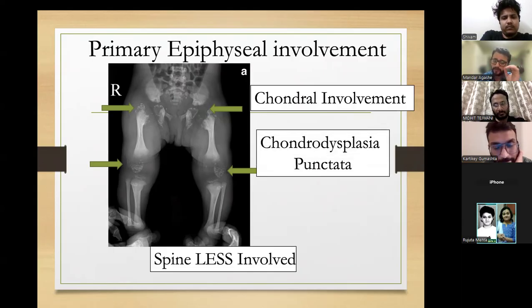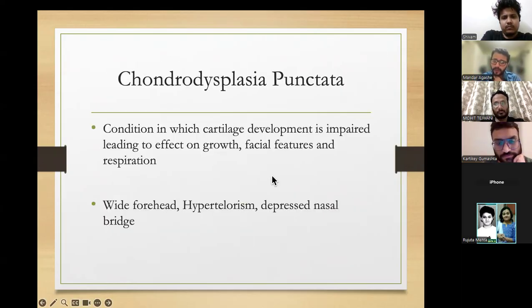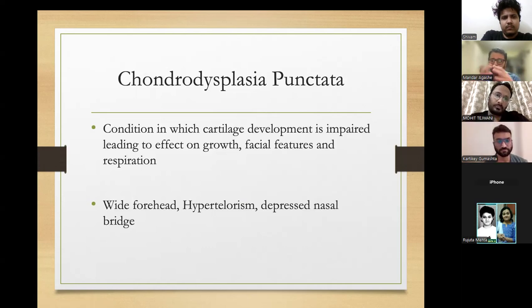All right. This is an X-ray which is very commonly seen in the neonatal period, where the bone is less formed, there are multiple joint deformities, and you get X-rays like this. Spine is less involved, and chondral involvement is there. The abnormal facies is quite seen because there is a lot of cartilage in the skull bones at that age. So there is wide forehead, hypertelorism, depressed nasal bridge. So the abnormal facies is quite significant in chondrodysplasia punctata.